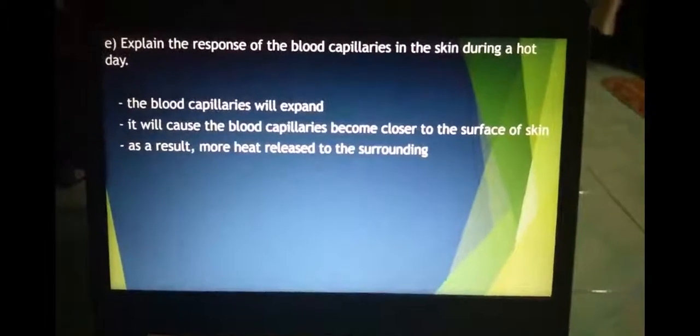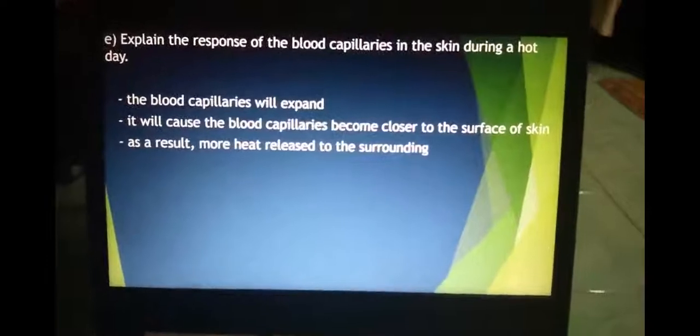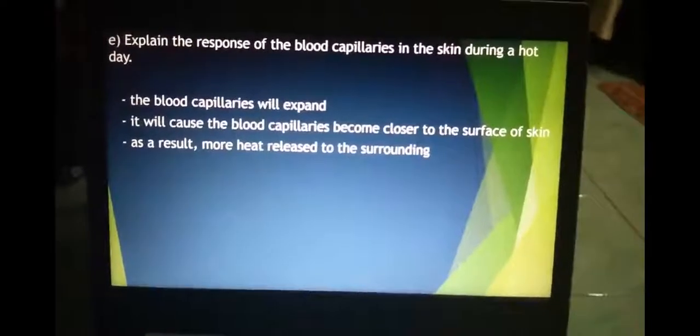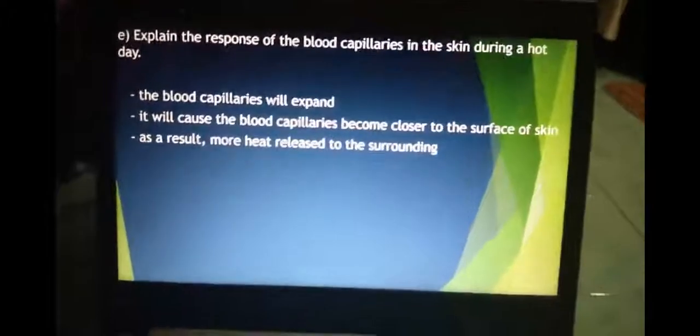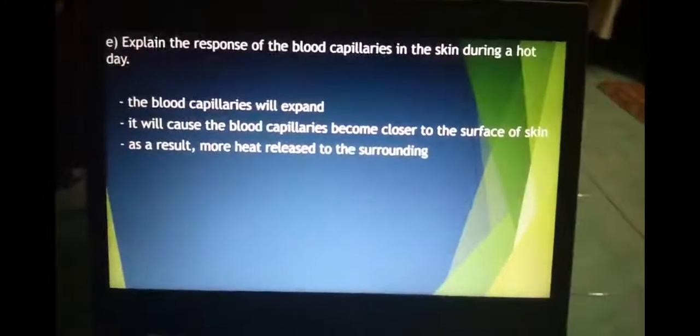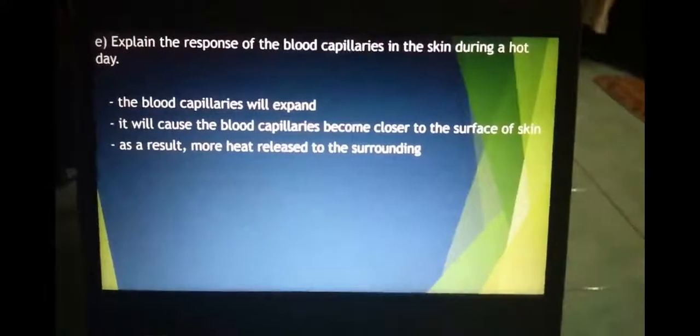When the blood capillaries are closer to the skin, the heat is easily released to the surroundings. So that is how our body becomes cooler faster.